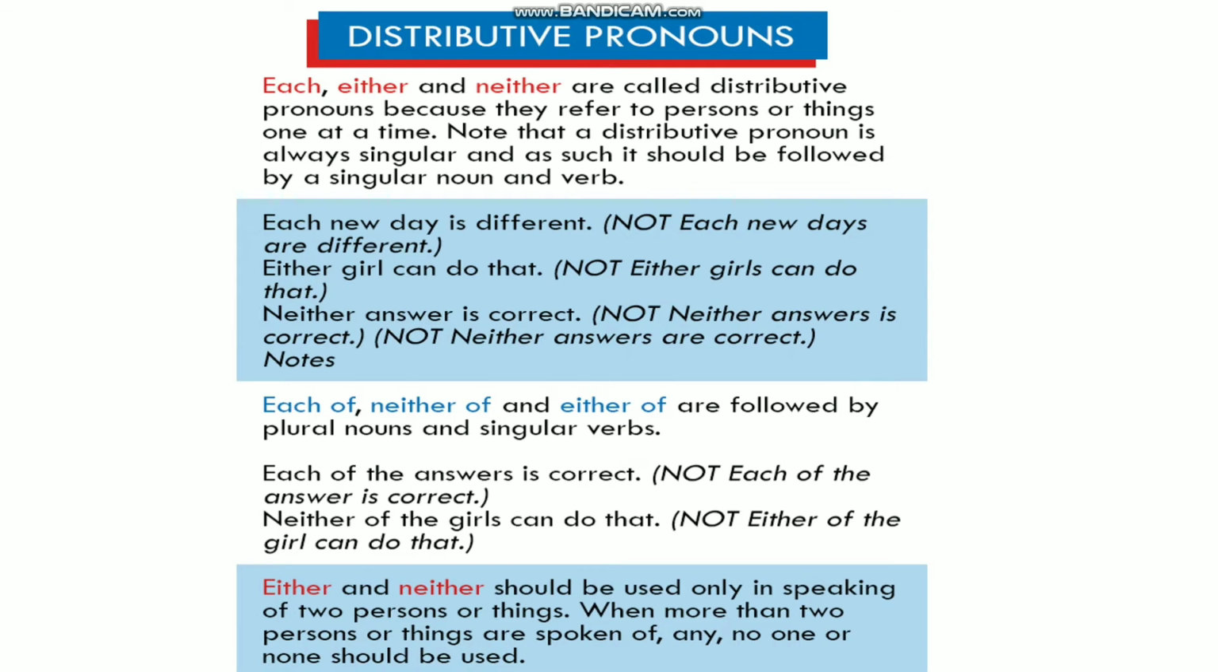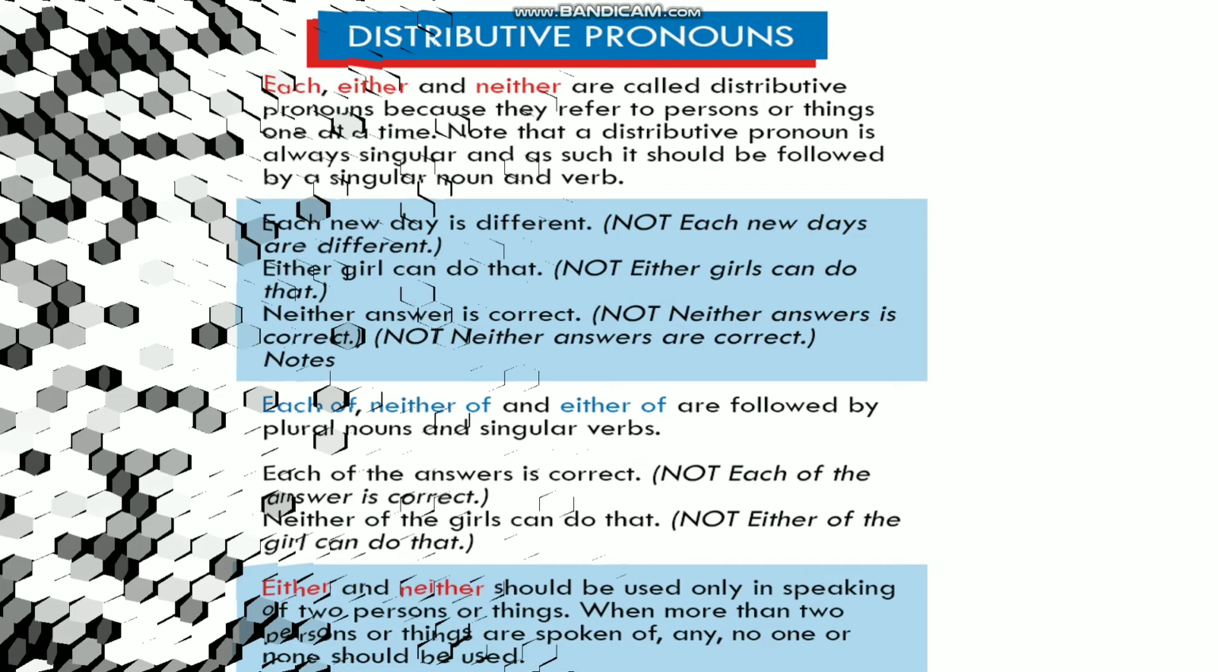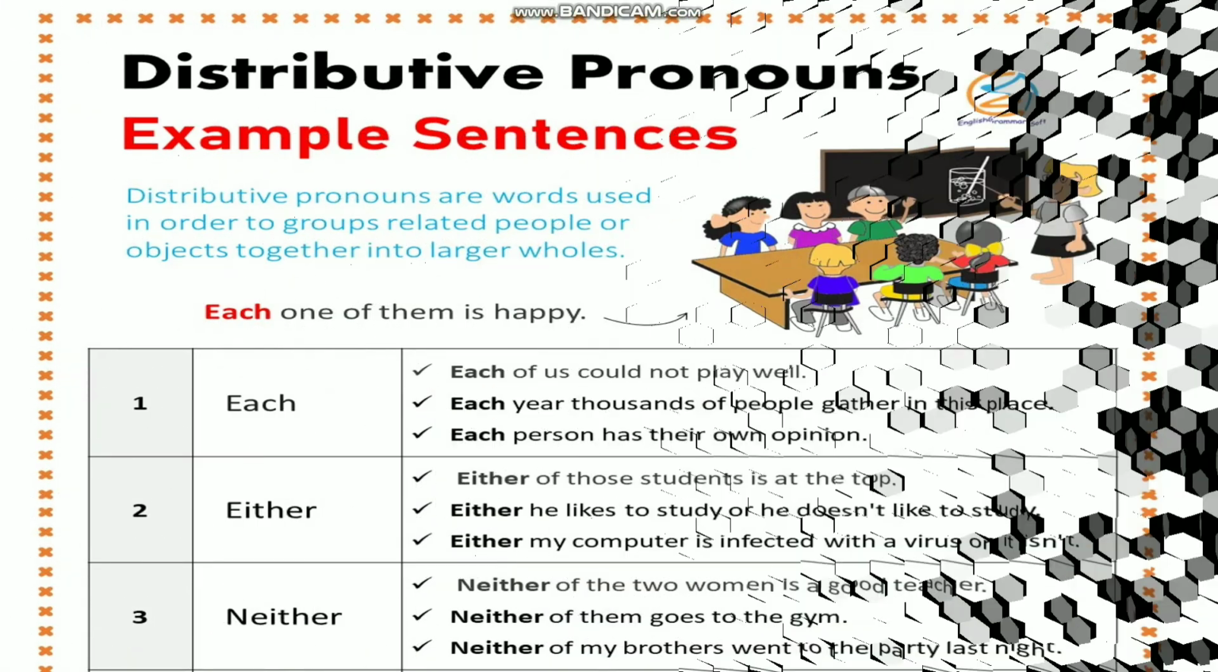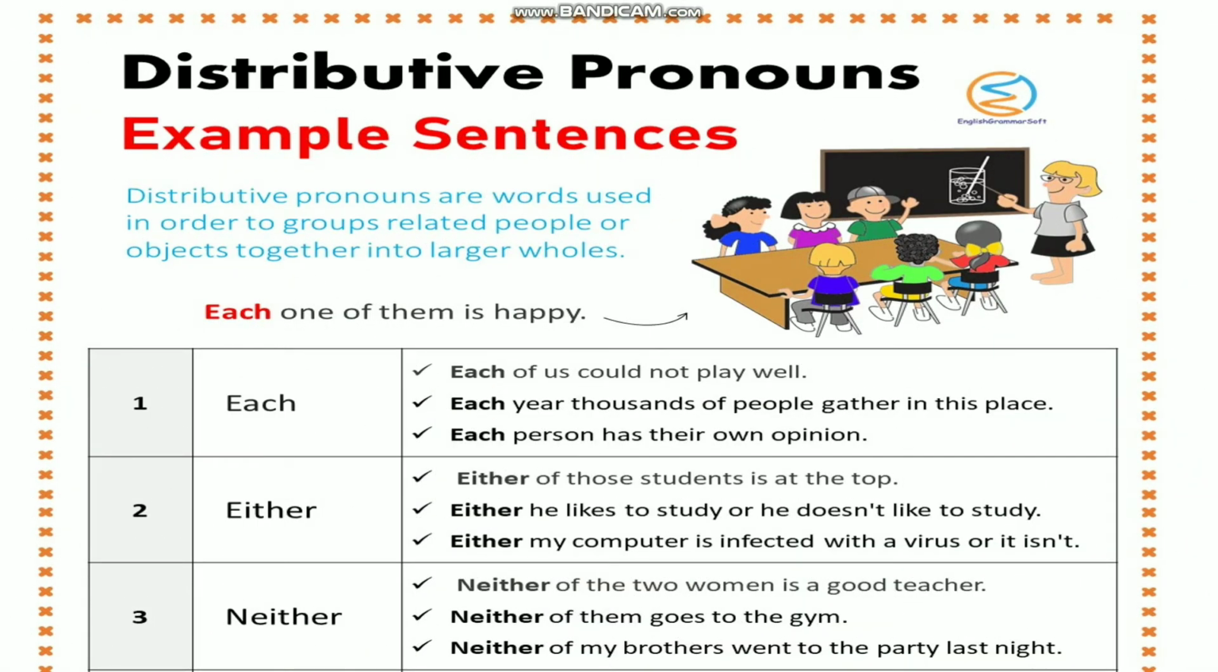Each is used to denote every one of a number of persons or things taken singly. Either means the one or the other of two. Neither means not the one nor the other of two. It is the negative of either. Hence, either and neither should be used only in speaking of two persons or things. When more than two persons are spoken of, we can use any, no one, or none.